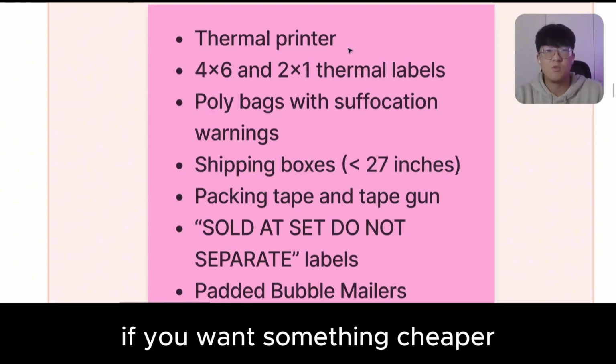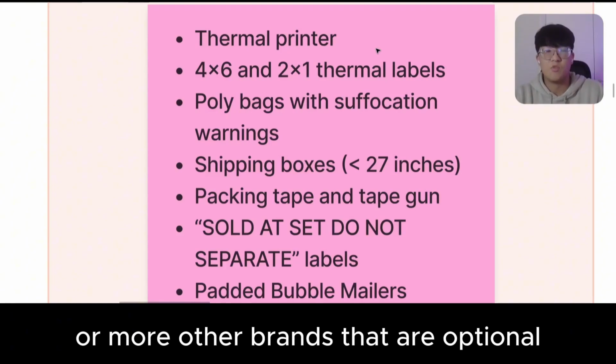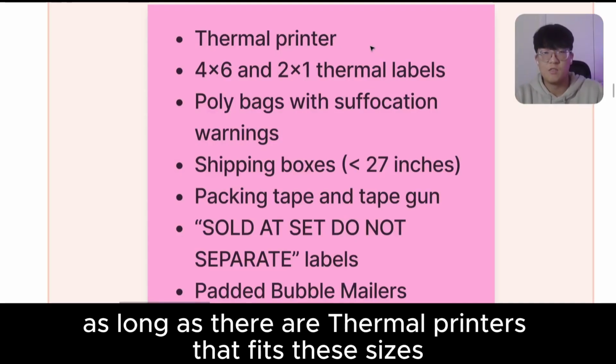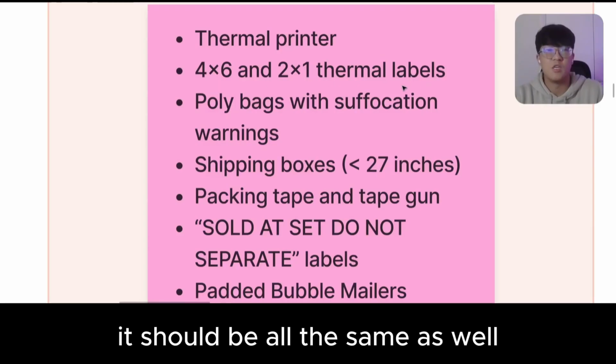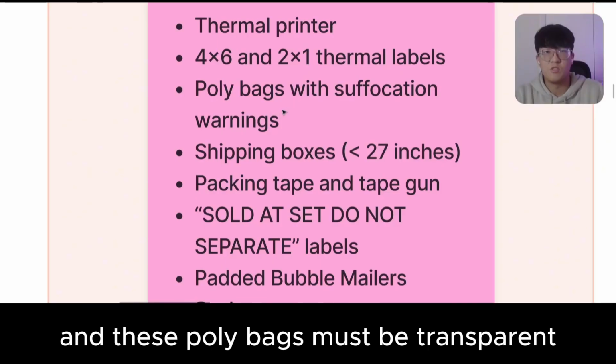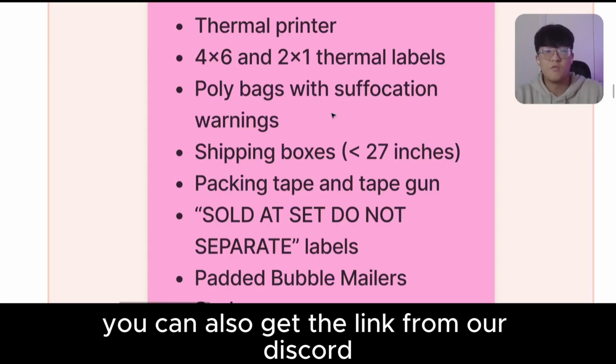If you want something cheaper, you can definitely look for some other brand called Zebra or other brands that are optional. You can buy them off Amazon. As long as there are thermal printers that fit these sizes, it should be all the same as well. Next one, you will need poly bags with suffocation warnings, and these poly bags must be transparent. You can find them on Amazon. You can also get a link from our Discord.